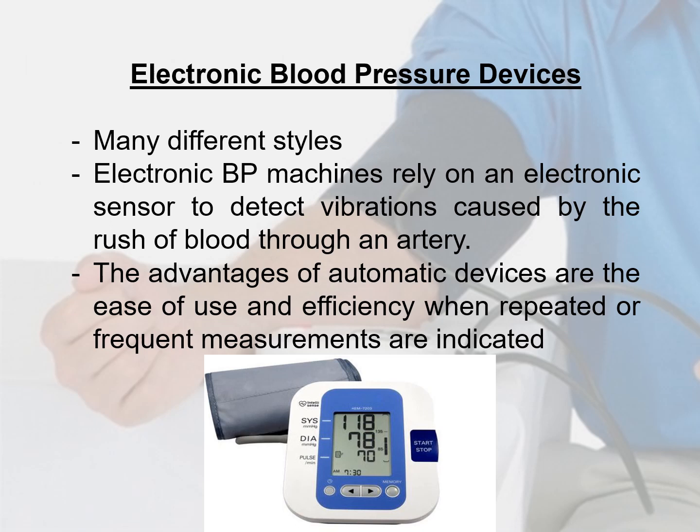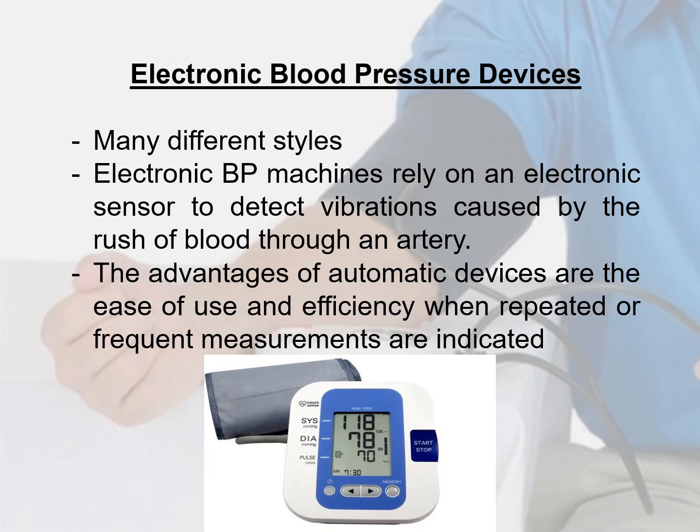Many different styles of electronic BP machines are available to determine the blood pressure automatically. Electronic BP machines rely on an electronic sensor to detect the vibrations caused by the rush of blood through an artery. Use electronic devices when frequent blood pressure assessment is necessary, such as in patients who are critically ill or unstable, during or after invasive procedures, or when therapies require frequent monitoring. Example, giving of blood pressure medications.